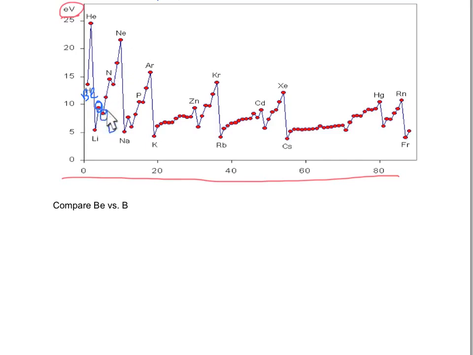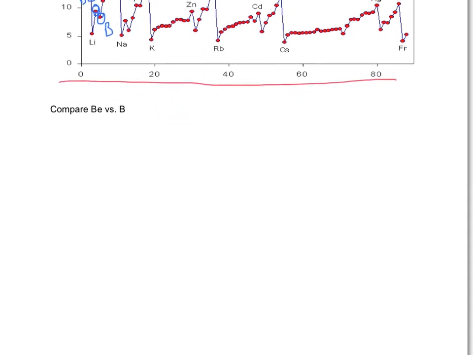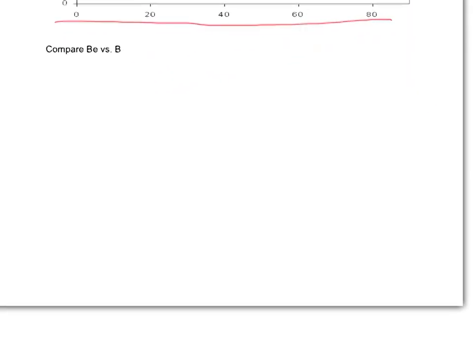We would expect that boron would have a higher ionization energy than beryllium. And so we want to explain that anomaly. Why is that? That's kind of an exception. And that is something that you would be responsible for on the AP test. So if you're given something like that, what I would do is I would start with your electron configuration.